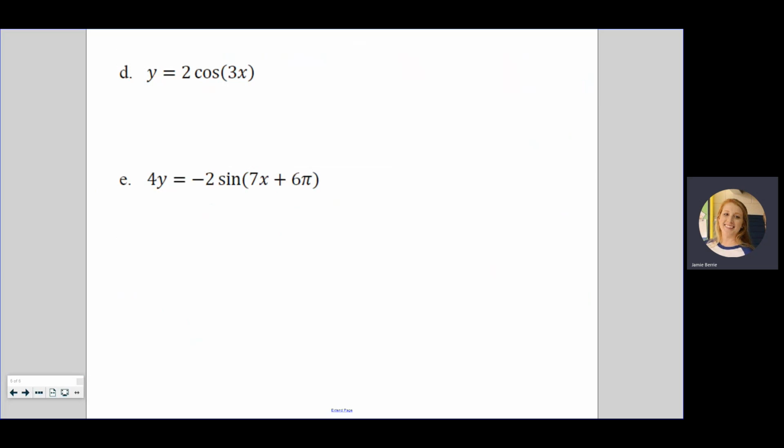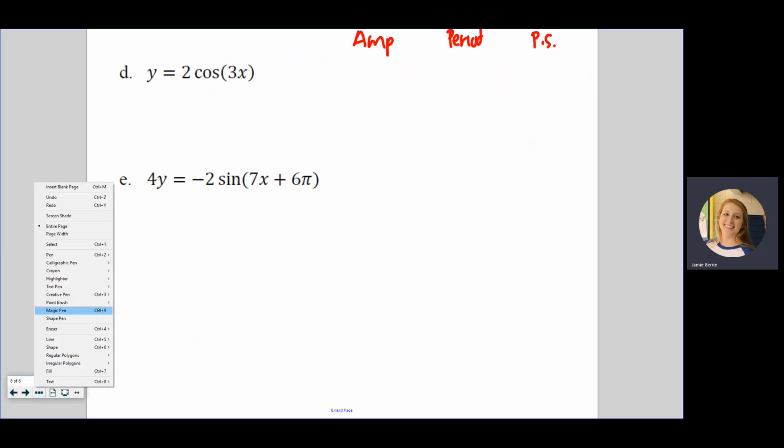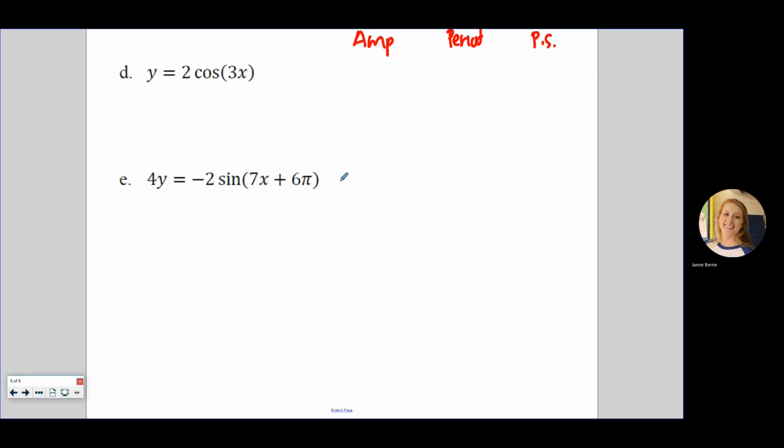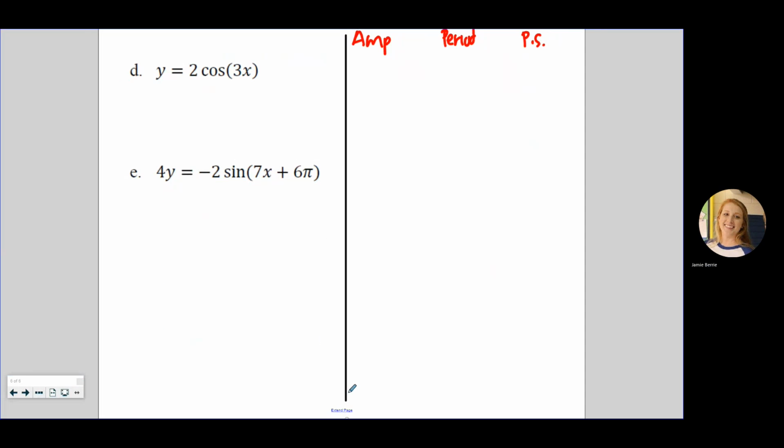All right, let's do a few more examples. We have D and E here. Let's write our little table again: amplitude, period, phase shift. And then put my lines in.